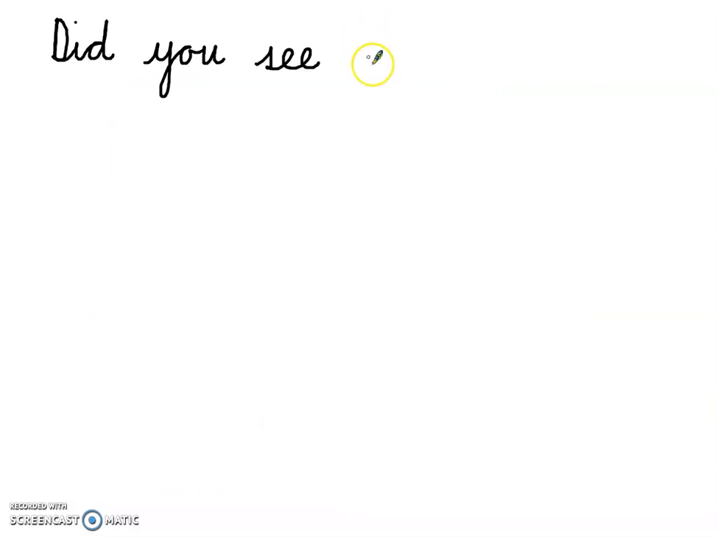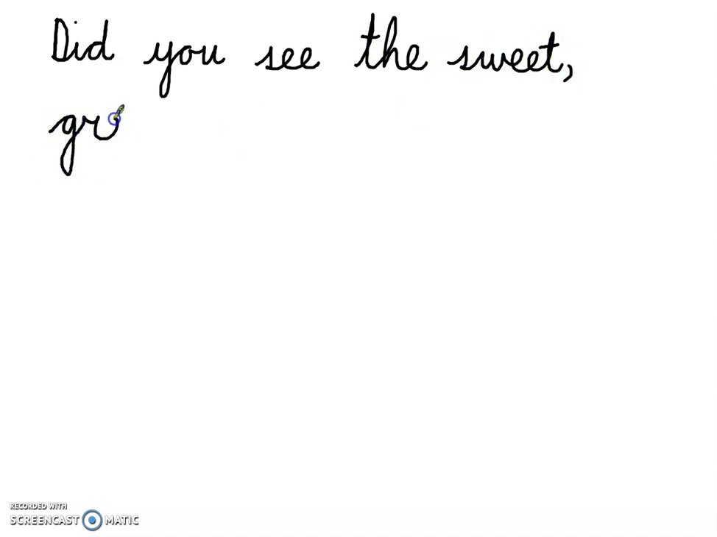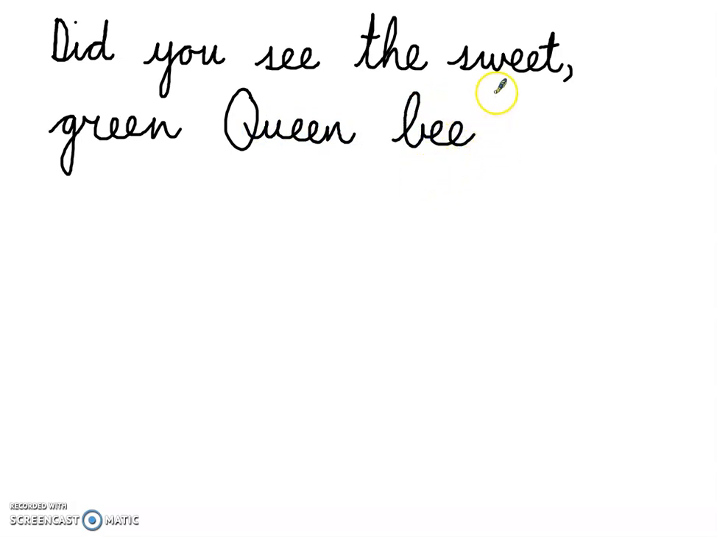Did you see the sweet green queen bee? Have you all heard of a queen bee? Now, I know that doesn't really make sense because you'd never really see a green queen bee. But this is why we call this sentence a silly sentence. So see if you can make up a sentence with some of the E words that you thought of.